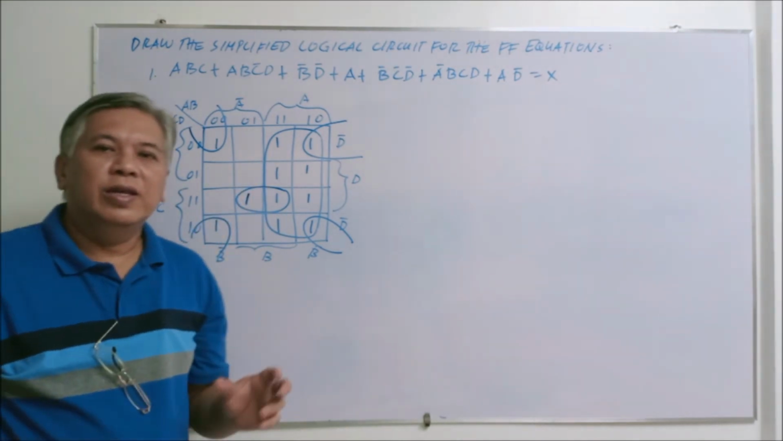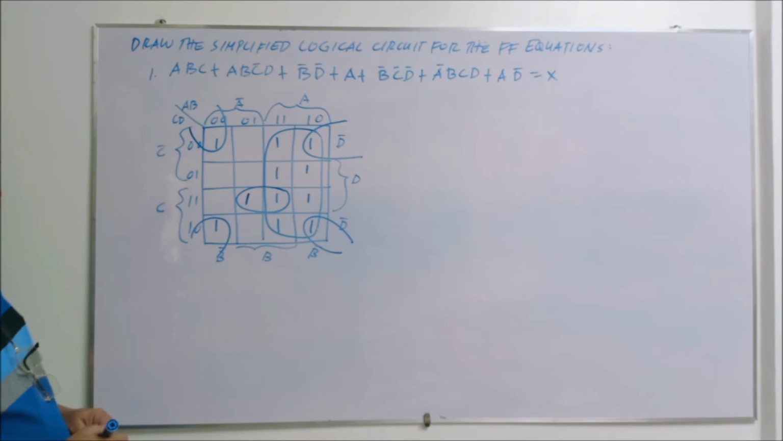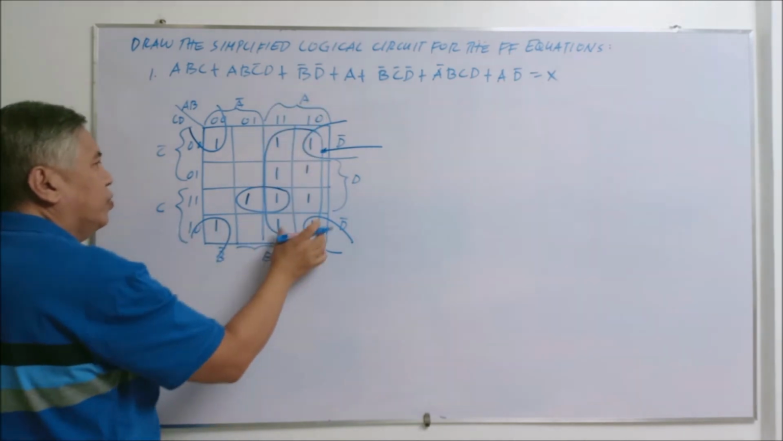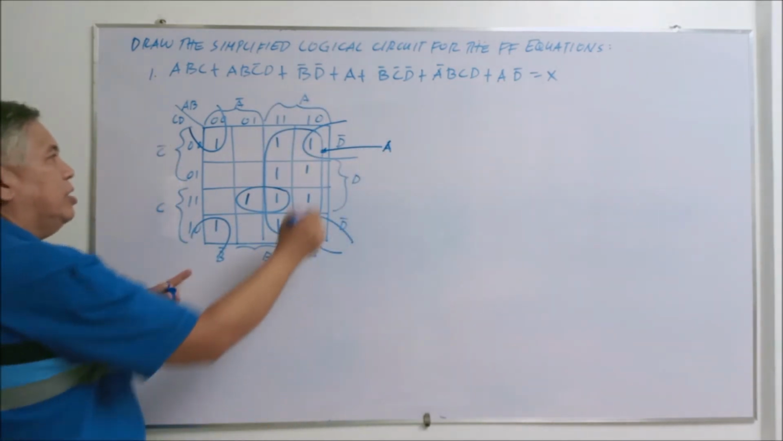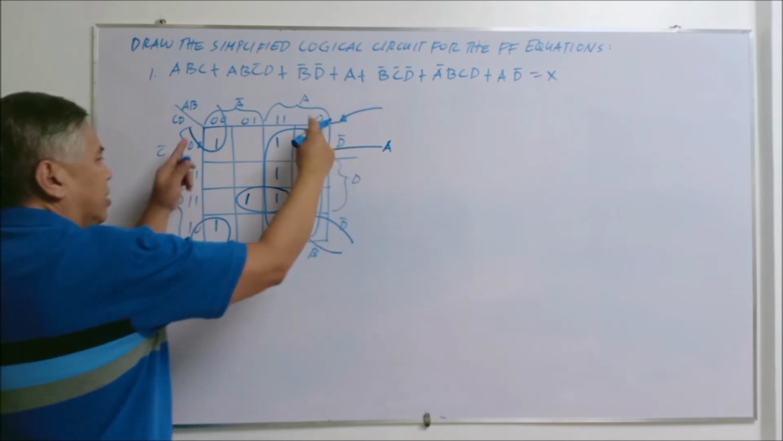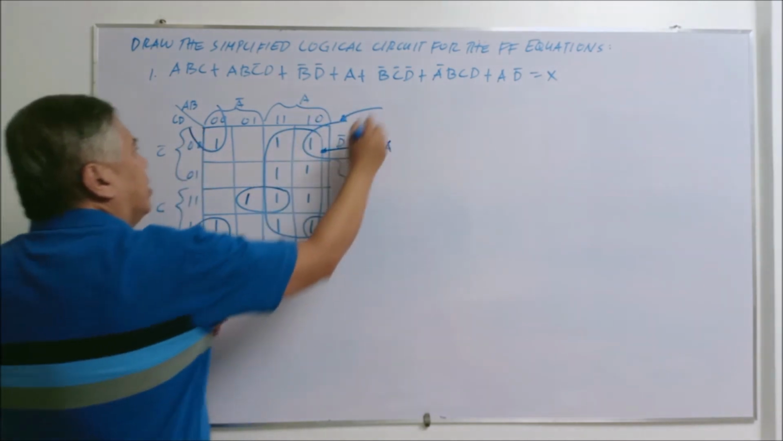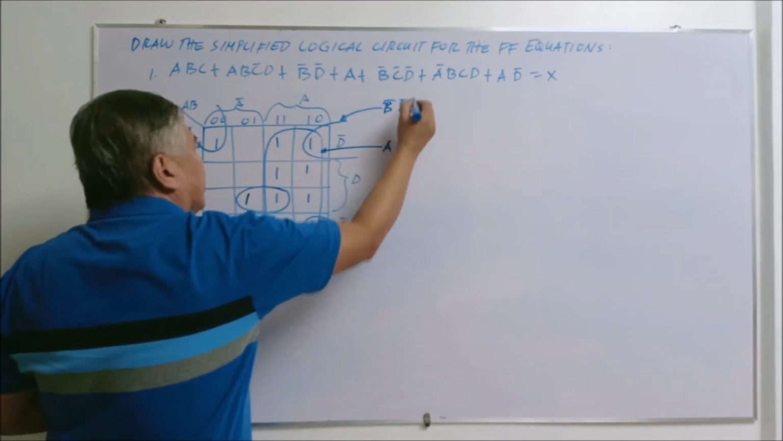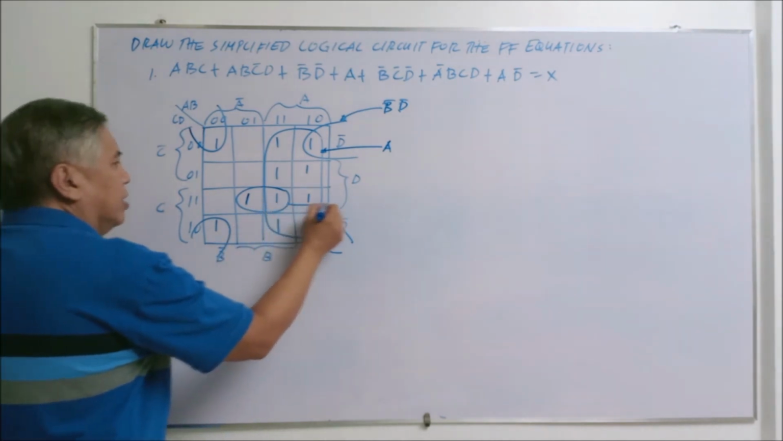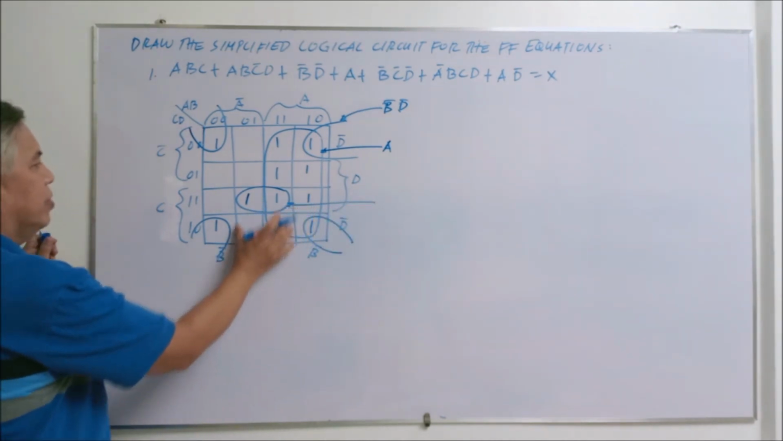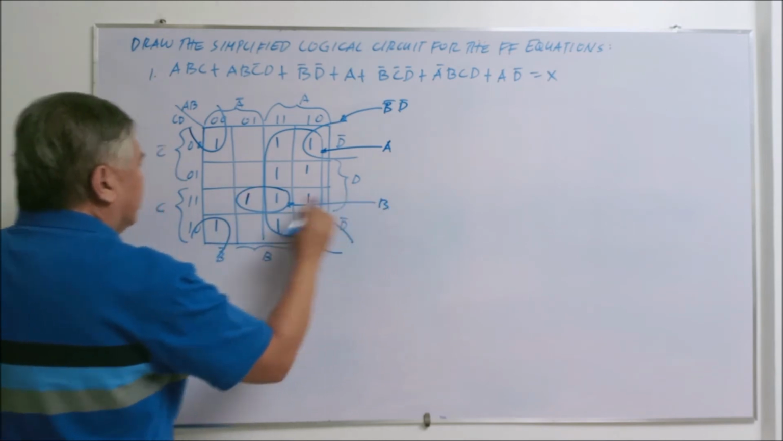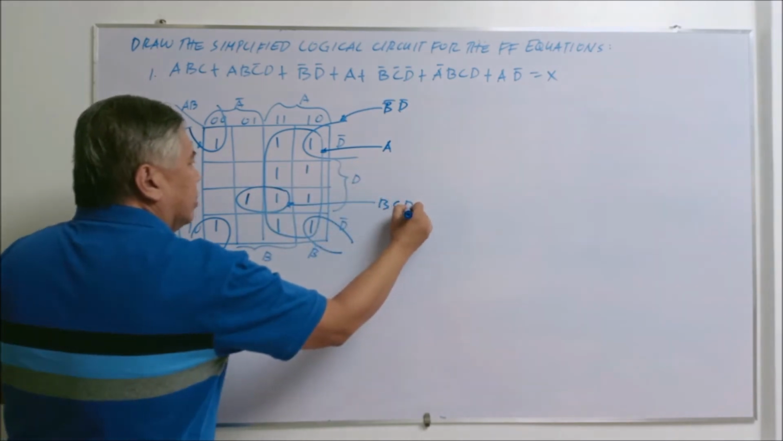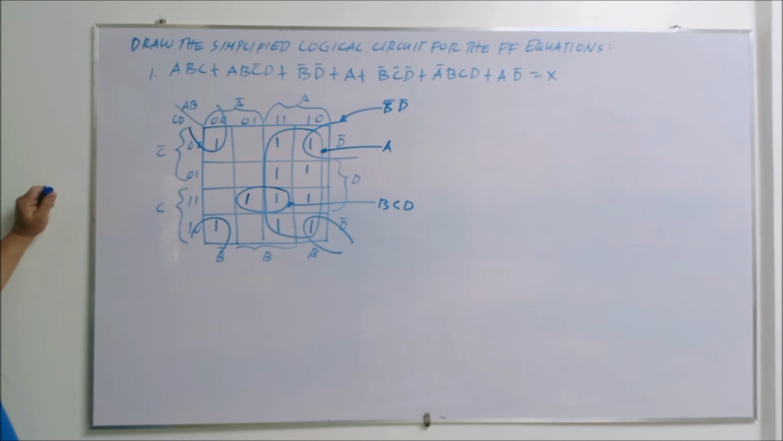Then we obtain the logical circuit equivalent. So for these 8 adjacent cells, this belongs to A. And these 4 adjacent cells, this one, belongs to B bar, and at the same time belongs to D bar. Okay? And this group here belongs to B, at the same time belongs to C and D. So that will be our equation.